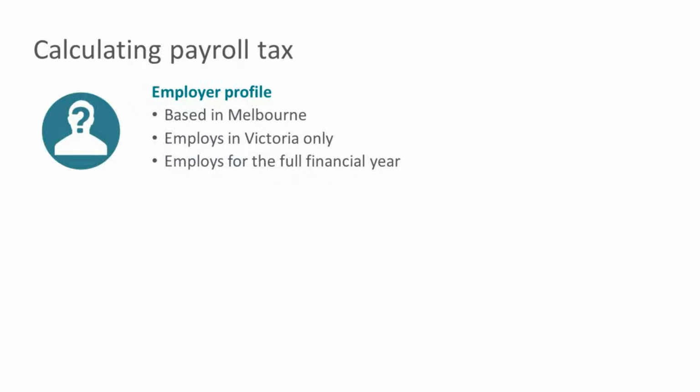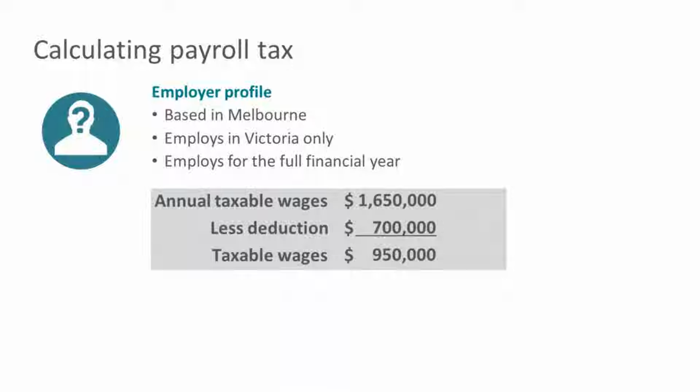Let's follow an example of how payroll tax can be calculated. Here, we have an employer that is based in Melbourne, only employs in Victoria, employs for the full financial year, and pays annual wages of $1.65 million. First, we need to work out the amount of wages that are taxable by subtracting the deduction entitlement from the annual wages. We do this by taking the annual wages and subtracting the deduction threshold to get the taxable wages, as shown on the screen.